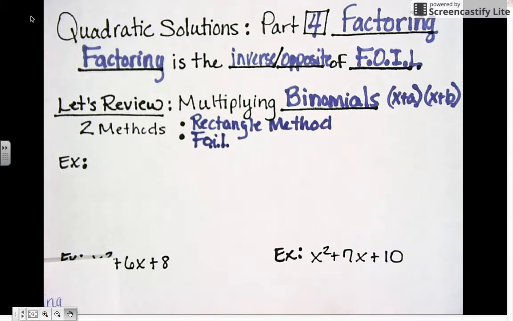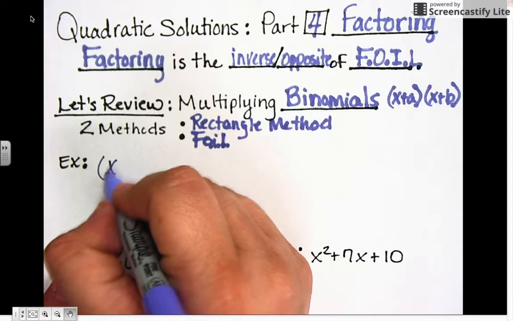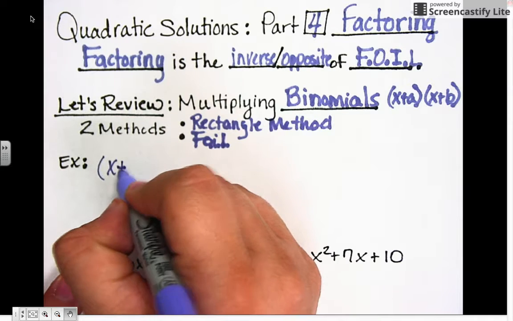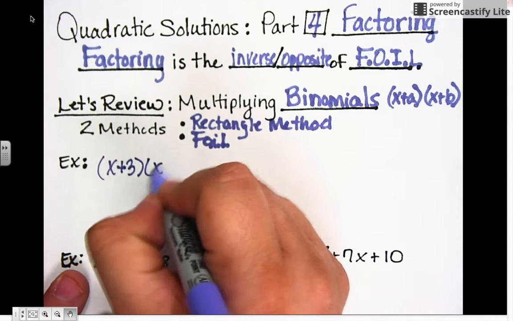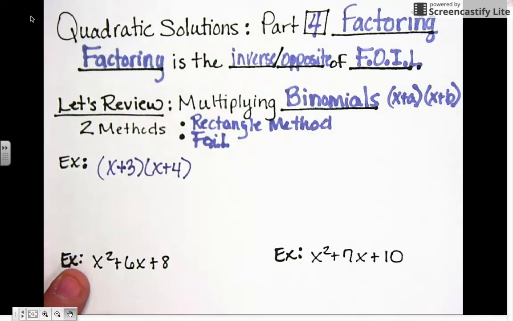I'm not going to go over what FOIL is because you have your notes that you can go back and look under. But I do want to quickly go over how to do FOIL because some of us didn't like it, but we still did it anyways, or we chose the rectangle method. So in this case, you just have to remember how to use FOIL, not necessarily use it. So real quick, let's just do a little example. x plus 3 and x plus 4.